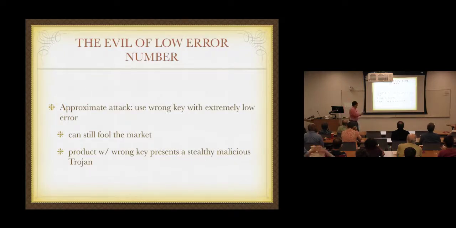So this slide talks about the evils of extremely low error. What you can do is an approximate attack. That is, you don't care about getting the correct key. Even with a wrong K, I plug it into the encryption circuit, and I'm pretty sure I can sell the chip to the market because the customer cannot find that error. Think about this. You can still fool the market.